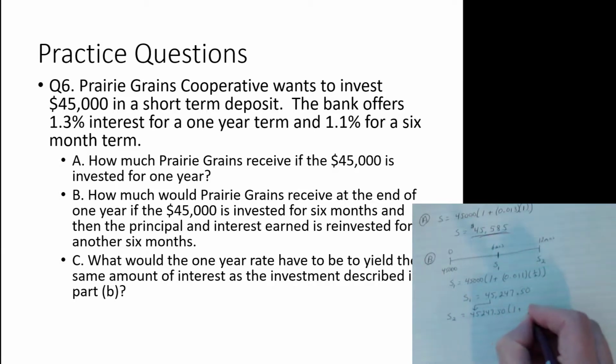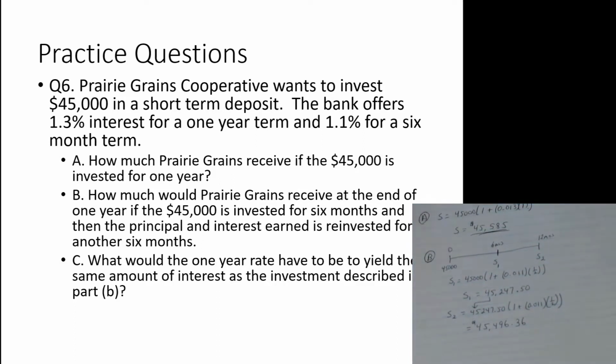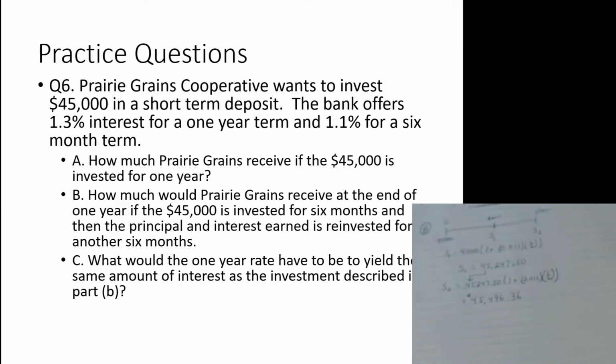$45,247.50, 1 plus, and again, we're going to assume the interest rate doesn't change. And right now in this current environment, that's probably a pretty good bet. And then I get that final answer is $45,496.36. Okay. And I'm all set. Right? So I've got B down. Everything's cool.